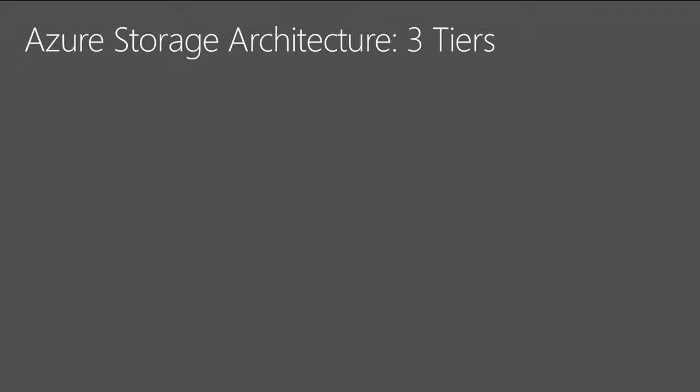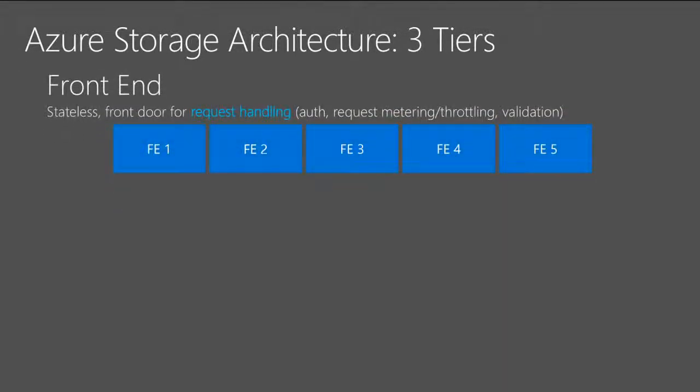Storage architecture, 3 tiers. We've got a front end. Front end, stateless. It's a bunch of servers. They handle the request. They'll handle auth. They'll make sure that the request actually makes any amount of sense at all, that it's not just garbage being thrown at our servers. It'll do the request metering, counting transactions, counting ingress, counting egress. That's all handled at the front end. Very lightweight and stateless.